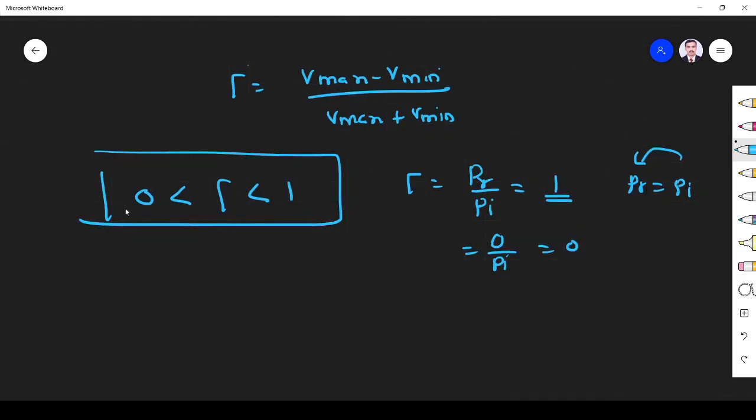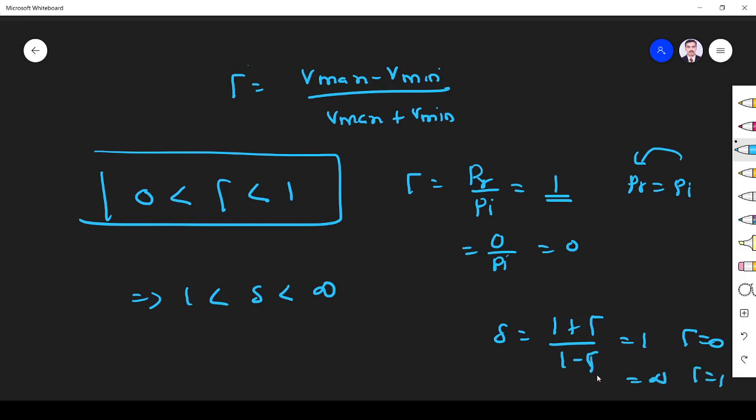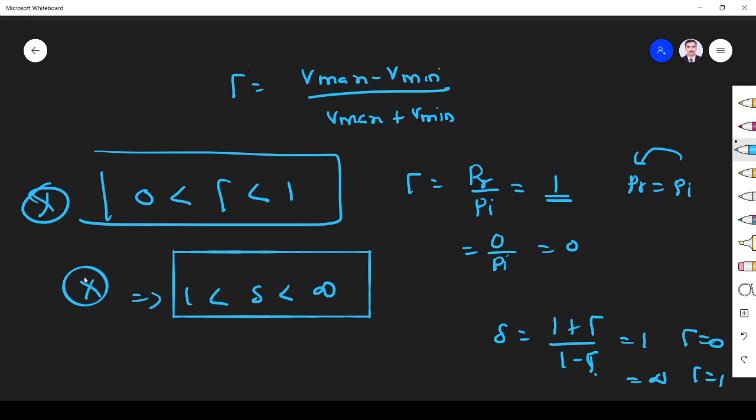If gamma varies from 0 to 1, then S varies from 1 to infinity. Why? Because S is equal to 1 plus gamma divided by 1 minus gamma. When gamma is 0, S is equal to 1. When gamma is 1, S becomes infinity. So S ranges from 1 to infinity. These two are very, very important points.